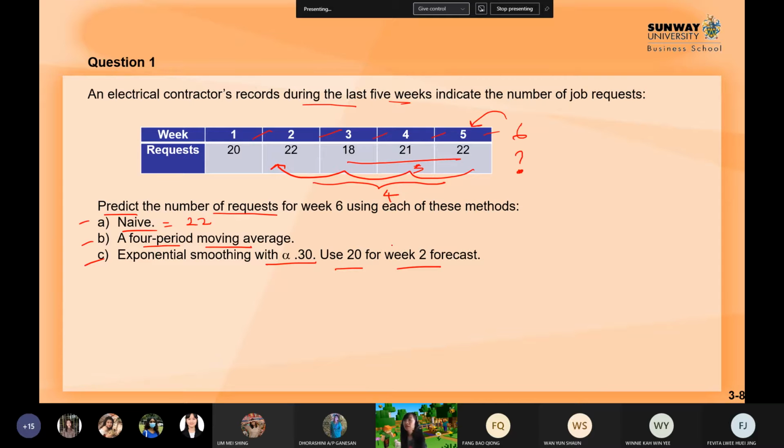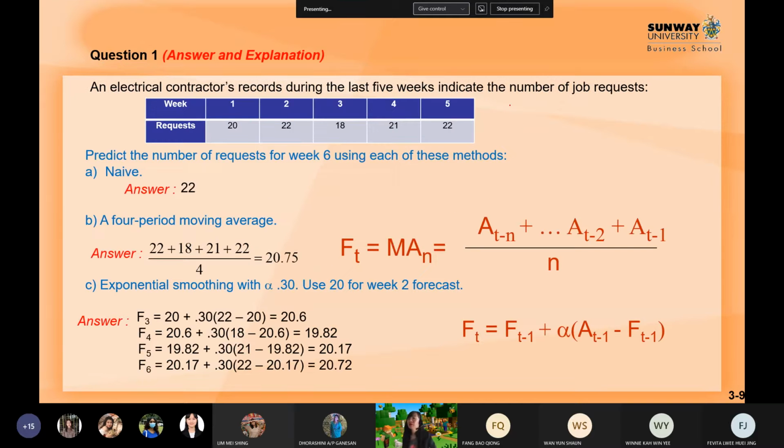Okay, let's see the answer. As I told you just now, naive, just get the number from week 5. For the 4-period, you take 22, 18, 21, 20. You divide, and you get this number. Naive and 4-period, the calculations give some difference.